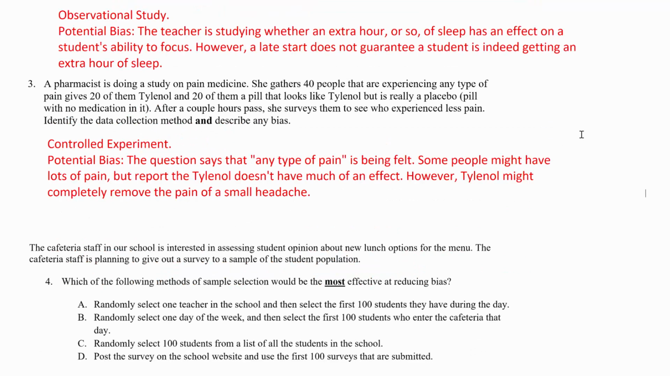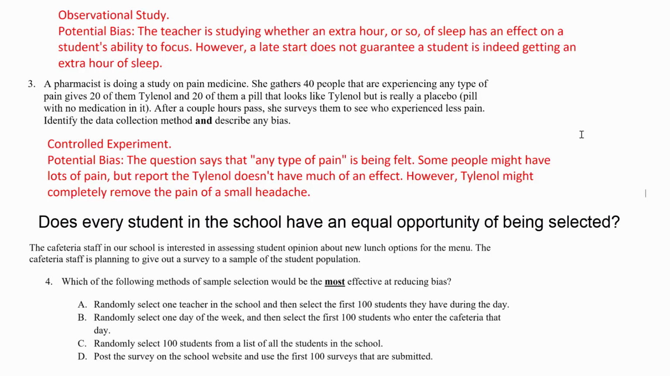And lastly, let's not forget about question four. Remember, a sample should be a good representation of a population. And in selection A, it says randomly select one teacher in a school and then select the first 100 students that they have during the day. Well, it's just the first 100 students of that teacher. All the students that they see after that have no chance of being selected, so that probably wouldn't be a good answer choice.